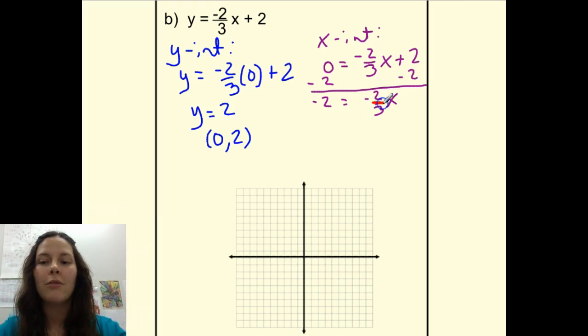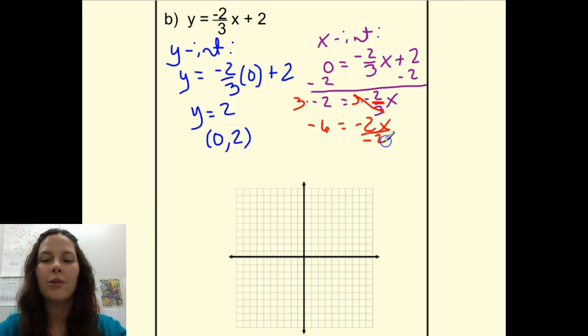This bar right here, remember, means division. So I'm going to cancel my division by multiplying both sides by 3. So I have negative 6 equals negative 2x. Then I can divide both sides by negative 2 and get 3 equals x. So my ordered pair, my x is my input. I got 3 when y was 0.